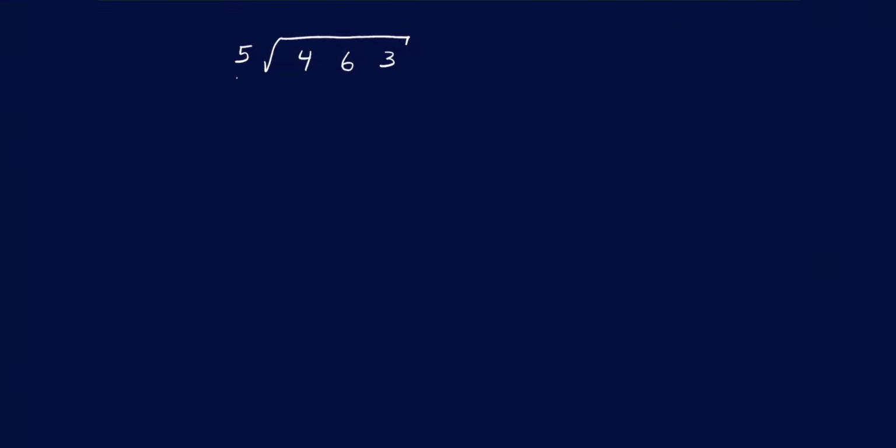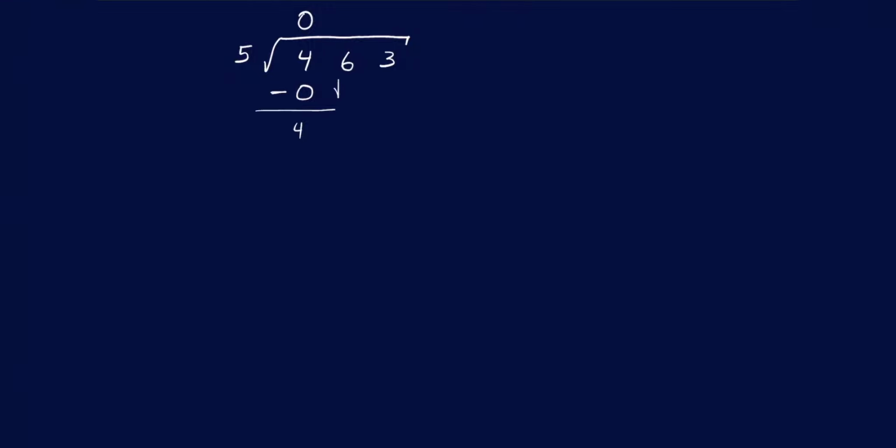So the first step that we're going to do is figure out how many times 5 goes into 4, okay? So 5 goes into 4 0 times, right? So in our answer, we're going to write 0 on top of the 4. And then we're going to multiply 5 by 0, and we get 0. And we're going to write that number underneath the first digit. So 5 multiplied by 0 is 0. And then we're going to subtract 0 from 4, and what we get is 4.